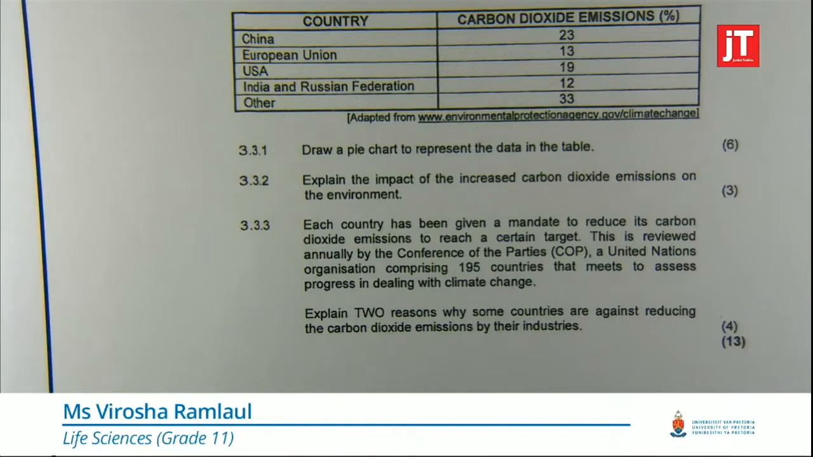Each country has been given a mandate to reduce its carbon dioxide emissions to reach a certain target. This is reviewed annually by the Conference of the Parties. I'm sure we heard about the COP conference, a United Nations organization comprising 195 countries that meets to assess progress in dealing with climate change. Explain 2 reasons why some countries are against reducing the carbon dioxide emissions by their industries. 2 reasons. How many marks? So for whatever you're going to say, you have to give me a reason, statement and reason. So you have to look at the marks.